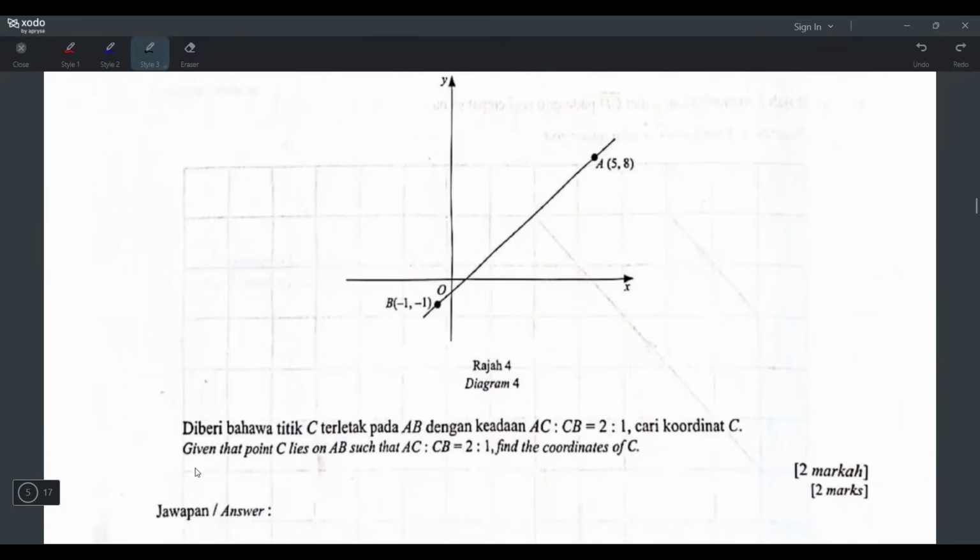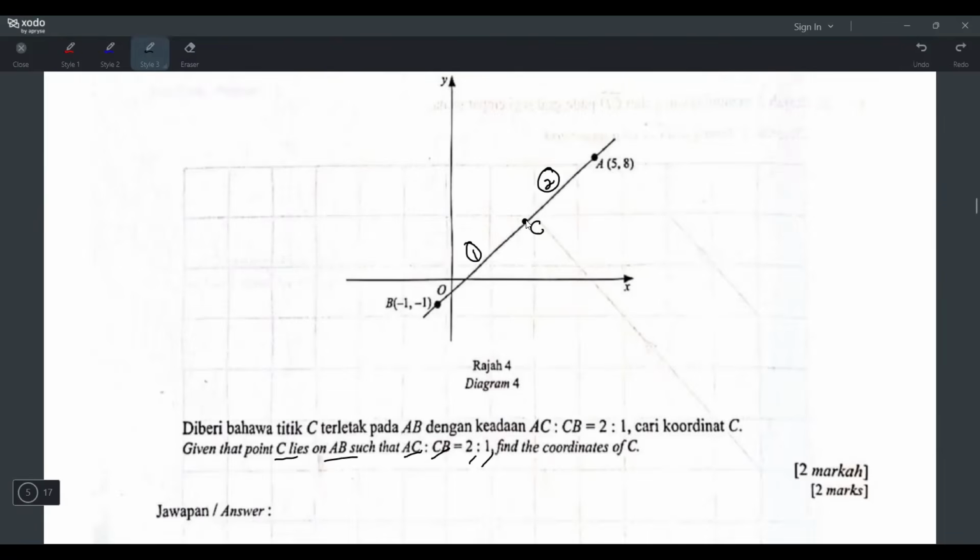So let's read. Given that point C lies on AB, so C must be somewhere in between, right? Such that AC ratio CB is 2:1. Oh, okay. Don't find gradient. This one have to use other formula. Okay, what's the meaning of AC CB 2:1? It means the AC ratio is 2. So AC I put 2, I circle. CB ratio 1, so CB I put ratio 1. It means this side is actually longer.